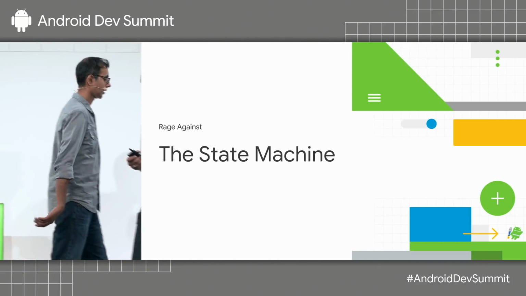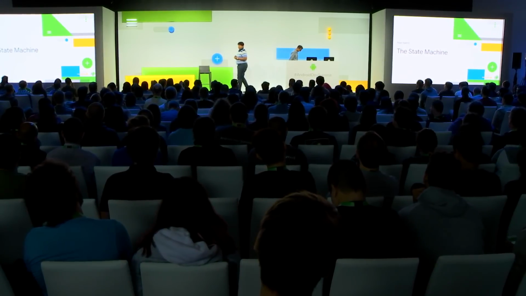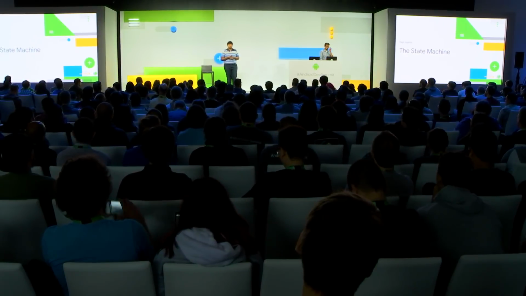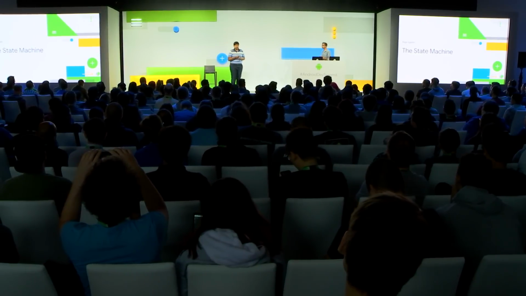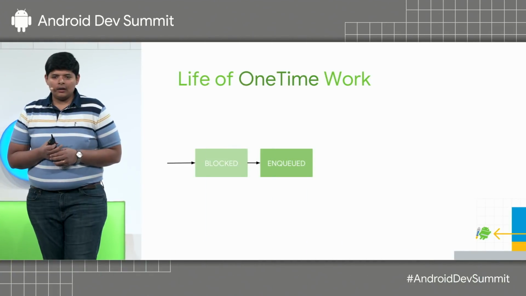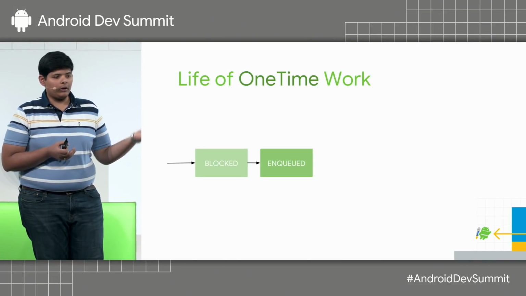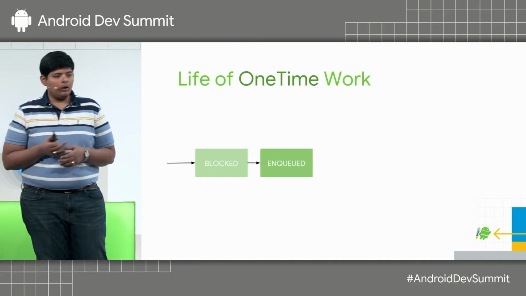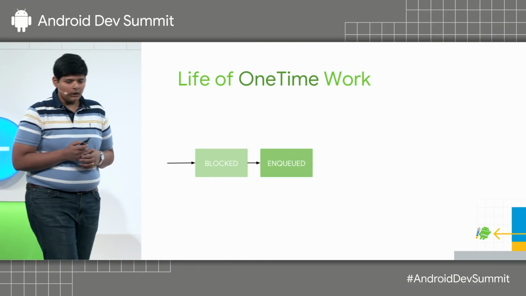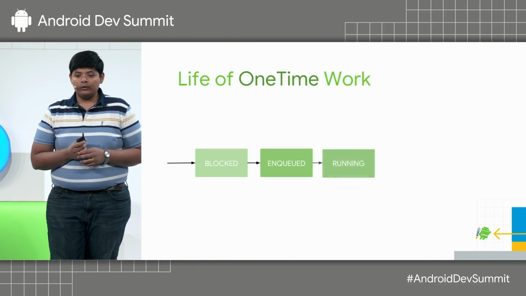Right. So every time you enqueue a work request, the work request goes through several state transitions. And I'll talk about how they look. So let's look at the life of a one-time work request. When you enqueue a new work request, it can end up in one of two states. It can be blocked, if it's blocked on another work request, given it's chained work, or it can be enqueued. Once the constraints are met, it goes into running.